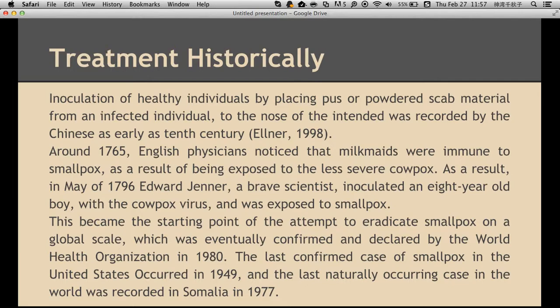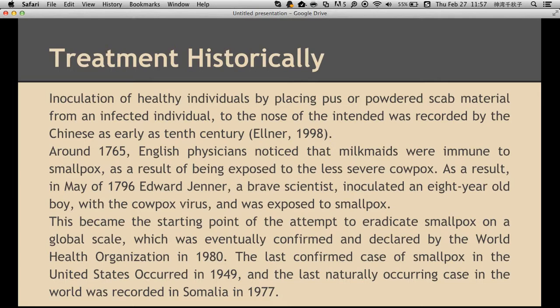Around 1765, English physicians noticed that milkmaids were immune to smallpox as a result of being exposed to the less serious cowpox. As a result, in May of 1796, Edward Jenner, a brave scientist, inoculated an 8-year-old boy with cowpox virus and then exposed him to smallpox. The boy became immune to smallpox, and Jenner was credited for creating the first smallpox vaccine.